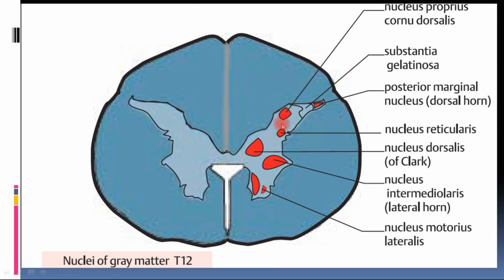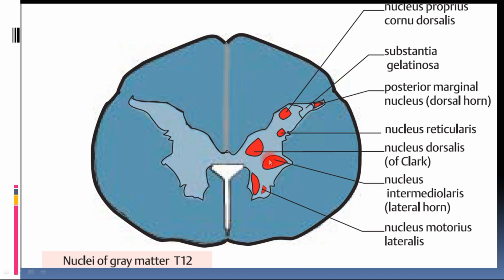Then there is the nucleus reticularis and the nucleus dorsalis, or dorsal nucleus of Clark, or the nucleus of Clark. It is present in the cervical and thoracic region of the spinal cord, and it is responsible for giving rise to the sensation to the cerebellum. So the Clark nucleus or the nucleus dorsalis is responsible for the sensation to the cerebellum.